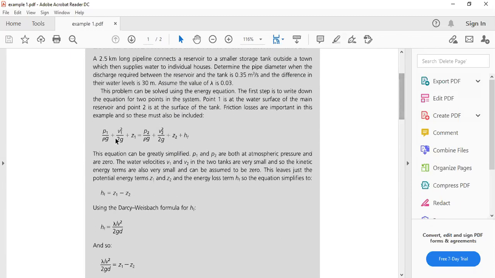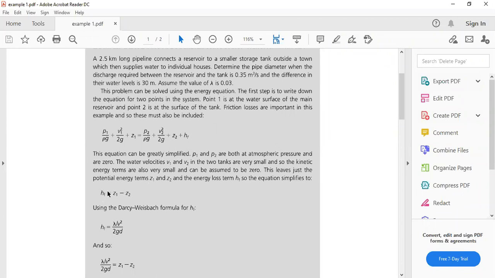So if we look at this equation again, this will be 0, this will be 0. The only thing there will be Z. At point 2 as well, this will be 0, this will be 0, and you only have these two parameters. If we cancel out the terms which are 0, the equation becomes like this, where the head loss will be equal to just the height difference. In this case, our height difference is 30 meters.